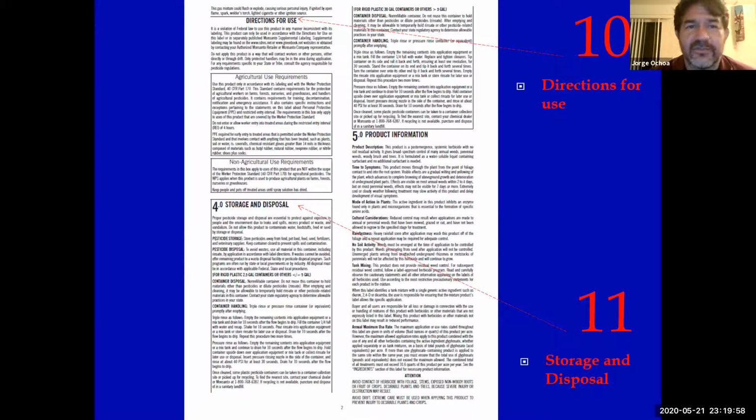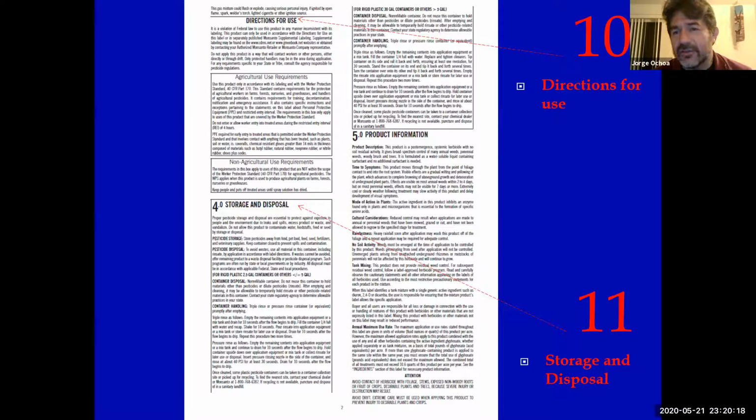So it's going to be used for agricultural requirements, or how you're going to use it, and also storage and disposal of the product. You cannot just dump it in the sewer or dump it in the drain or just throw it in the ground, and that is contaminating the area.